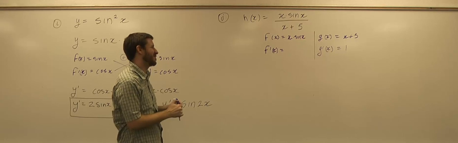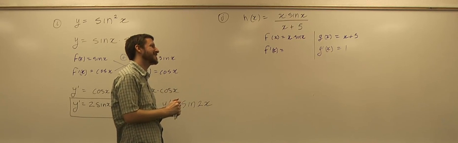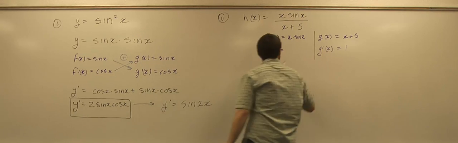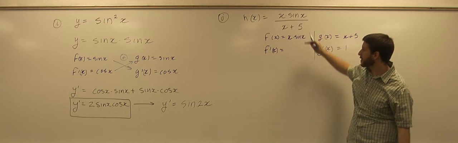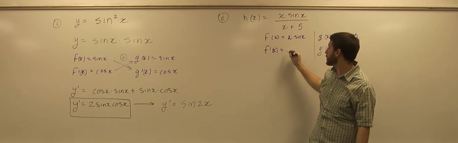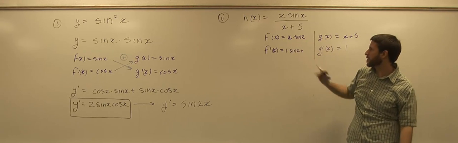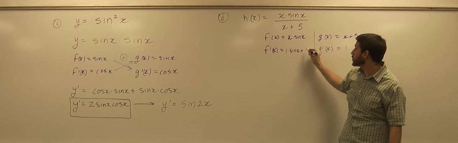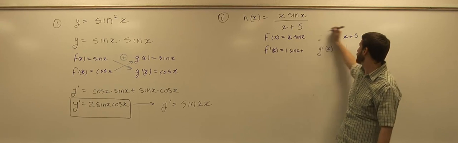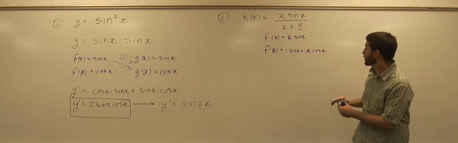Can you do it just in your head, maybe? You do the derivative of the first times the second. So the derivative of the first is 1 times the second, sine x, plus the first times the derivative of the second. So x cos x.